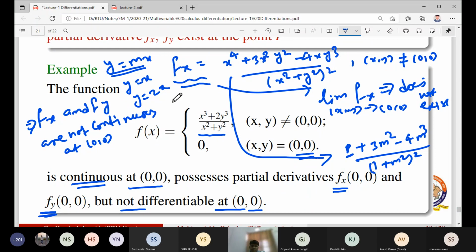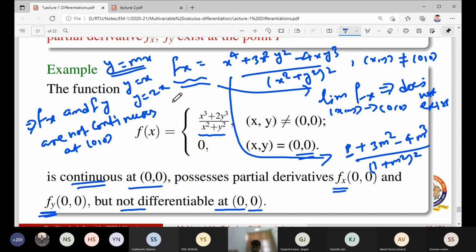Similarly, you can prove for the second partial derivative fy at the point (0, 0) that your partial derivative of fy is not continuous, right? So you can see that the partial derivatives are not continuous. So that's why your function is not differentiable at the point (0, 0). Right? So this is all about partial derivatives and total derivative.